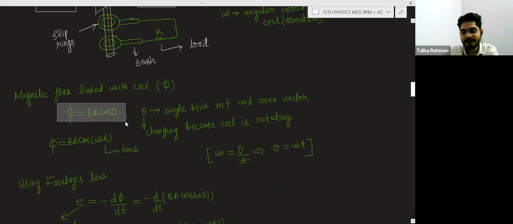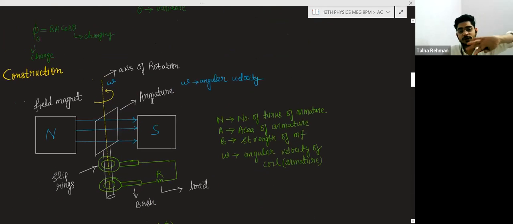Now mathematically, see, magnetic flux is given by BA cos theta. Theta we can write as omega t. I have told you how theta is equal to omega t. Theta is the angular displacement of the coil. The coil is rotating like this, so there will be some angular displacement. With respect to time, omega is equal to theta by t, so you can write theta is equal to omega into t. Now what is omega? Omega is the angular velocity with which the coil is rotating about some axis. This is the axis of rotation.